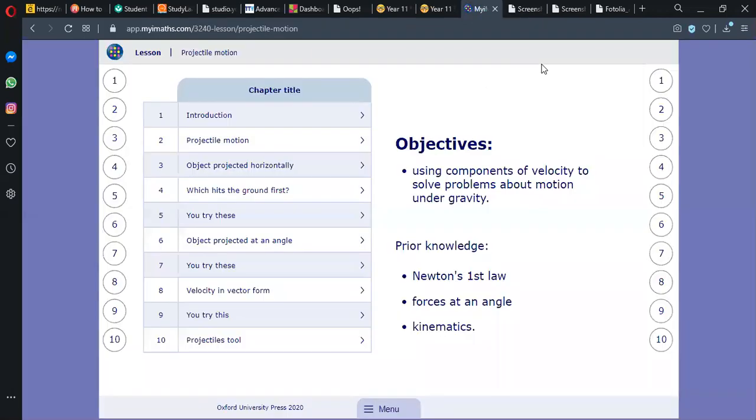Now, our objective in this lesson is to know how to use components of velocity to solve problems about motion under gravity. We want to believe that you already have prior knowledge of Newton's first law of motion, forces at an angle, and also kinematics. So let's get right into it.